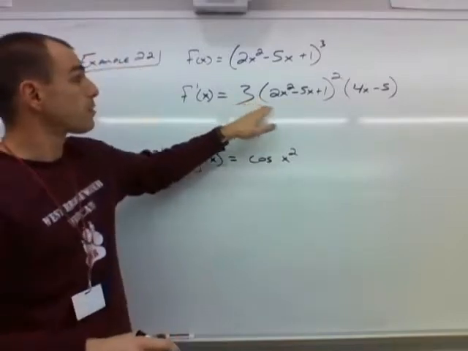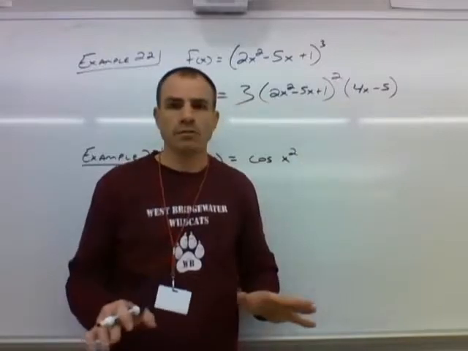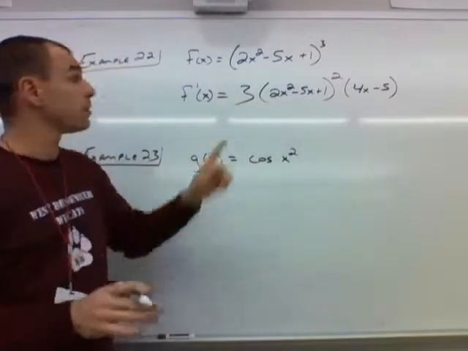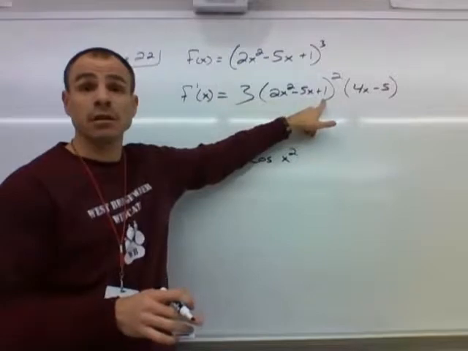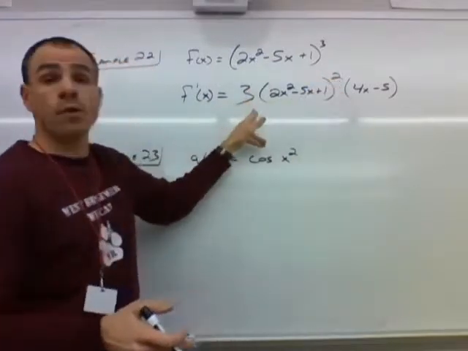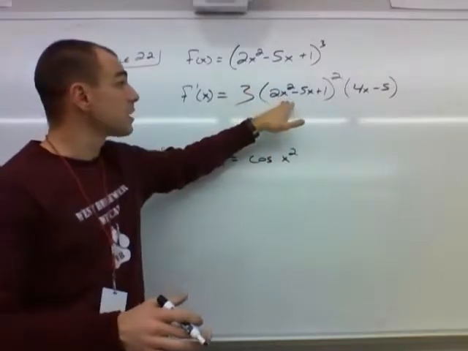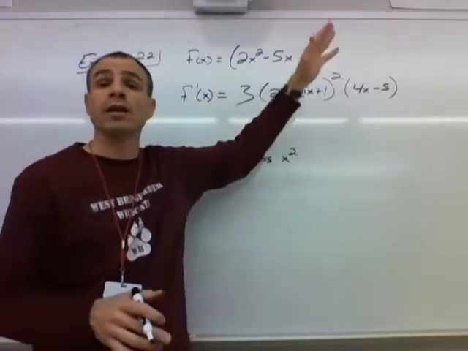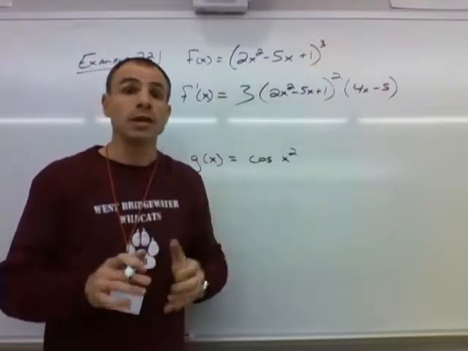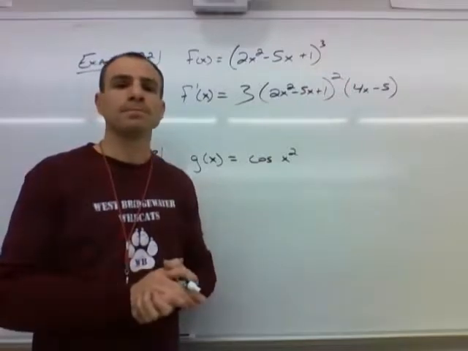Yes, we could combine the 3 and the 4x minus 5. We can make that 12x minus 15. We don't have to. What we cannot do, we definitely cannot do, is distribute the 3 into here. Okay, because order of operations tells us that squaring happens before multiplication. So you definitely do not want to make this 6x squared minus 15x plus 1 squared. That would be incorrect. Just leave it as is. It's a perfectly good derivative.